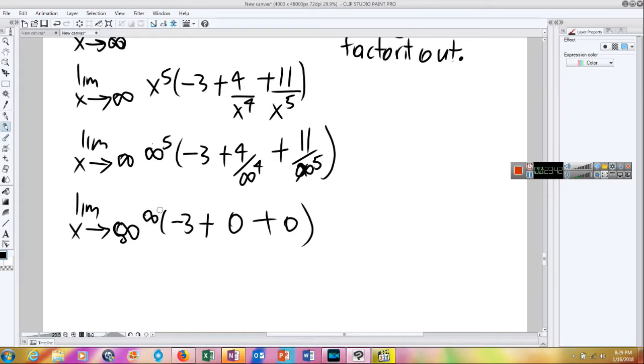Sorry, that's gonna be infinity, because infinity to the 5th power is still infinity, but when divided by infinity, the answer is 0. So we're going to say limit x tends to infinity for the function infinity multiplied by -3, and you know what you get? Negative infinity.